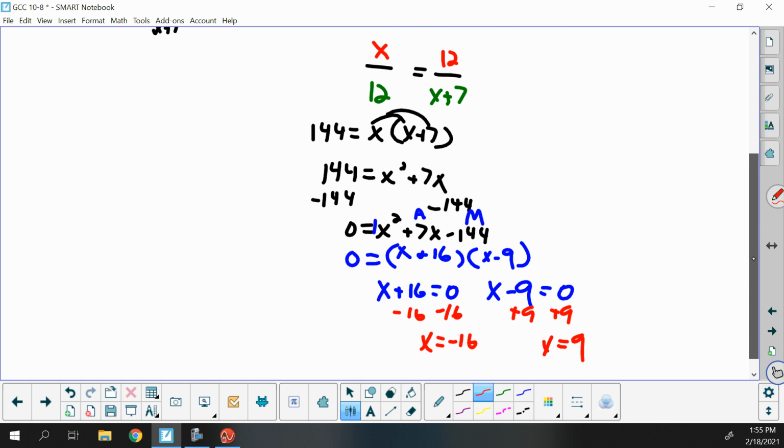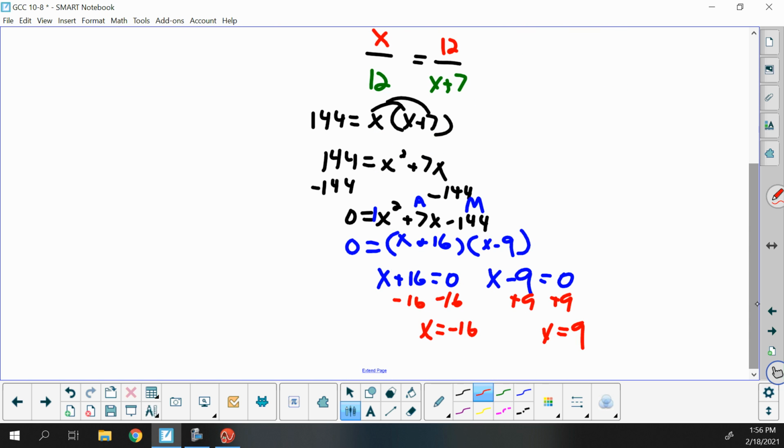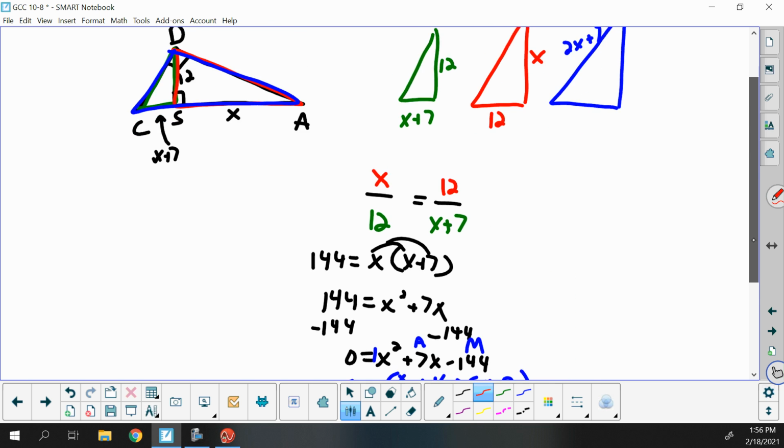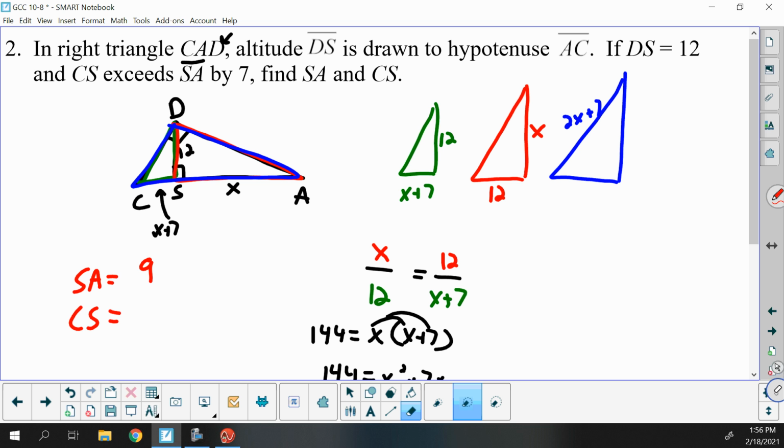Well, keep in mind that x represented a length in our triangles. You can't have a negative length, so we'll reject the negative 16, and therefore we just have x equals 9. If we look back, we wanted to find both SA and CS. So SA is what we just found. That's the 9. And then CS is going to be 9 plus 7, so that's 16.